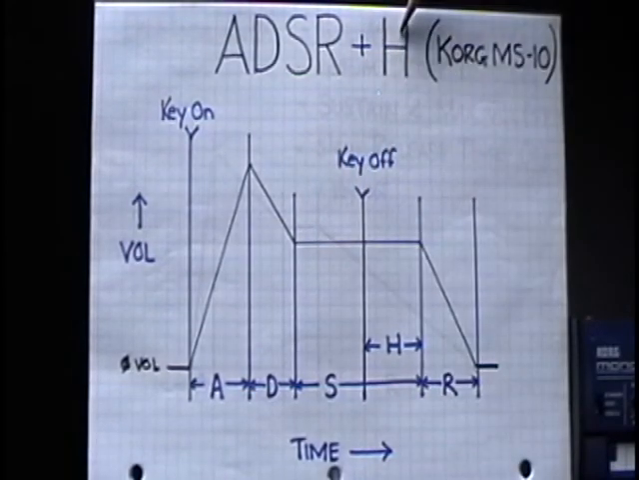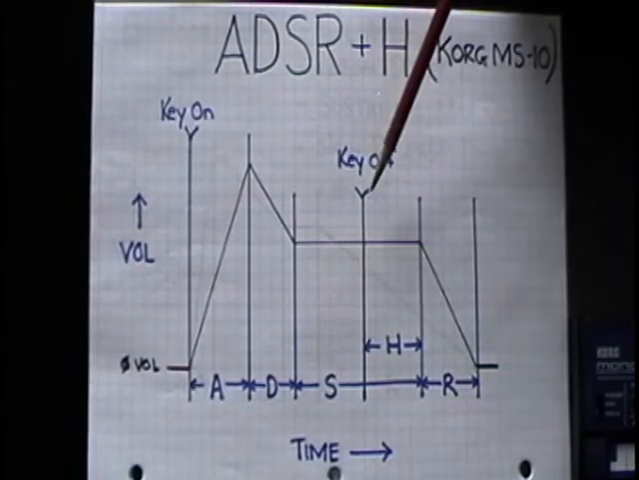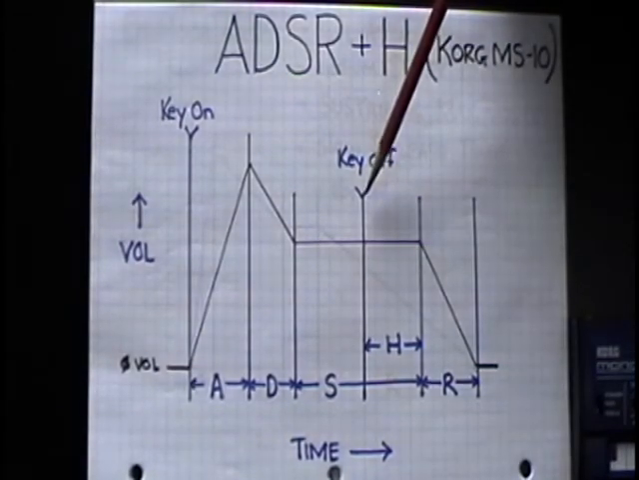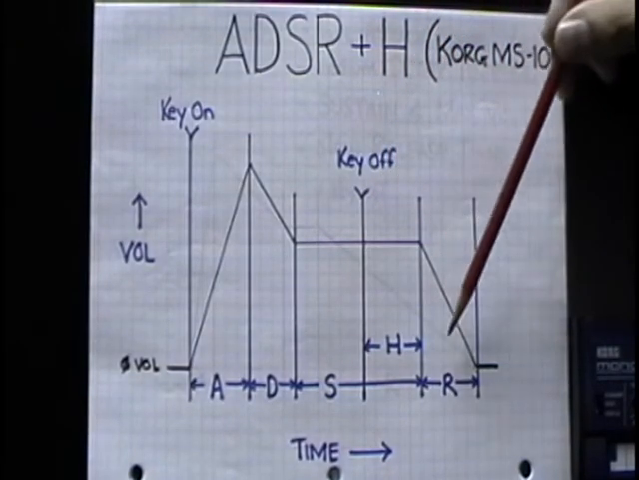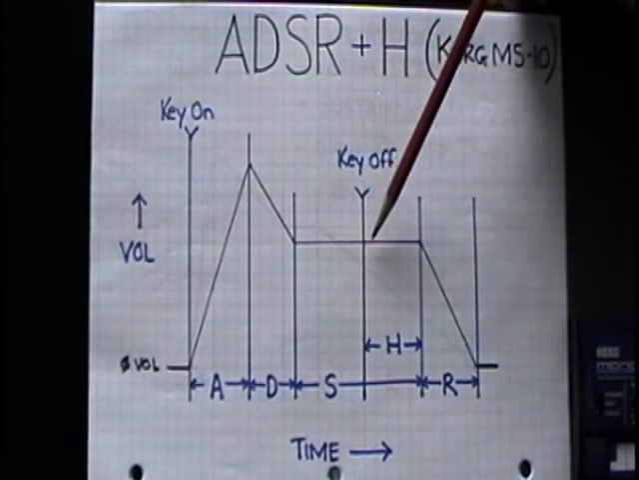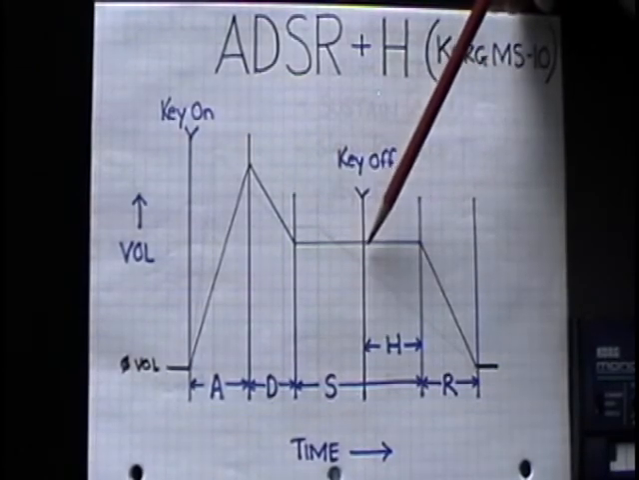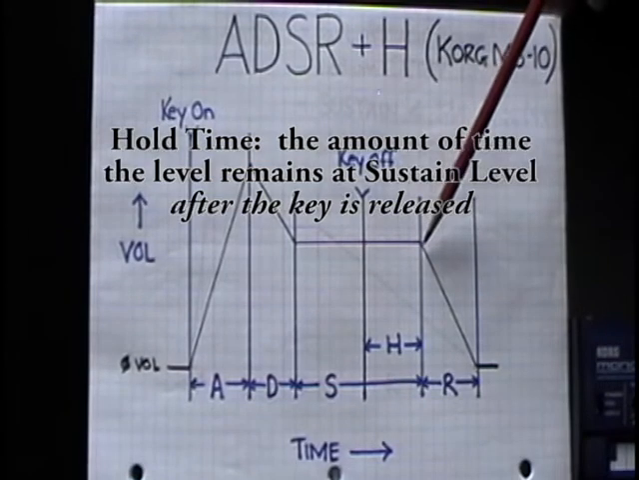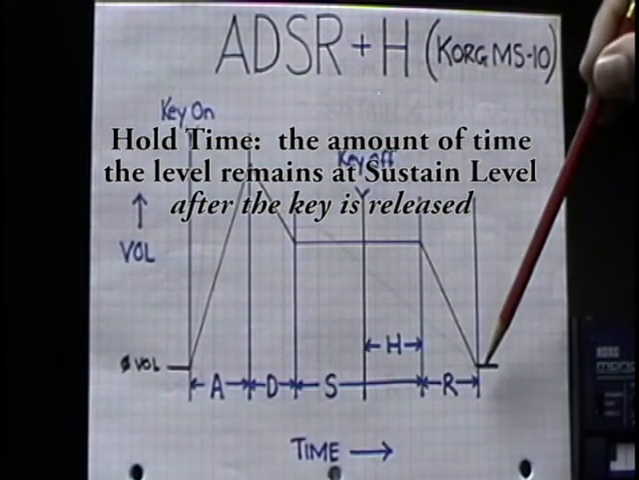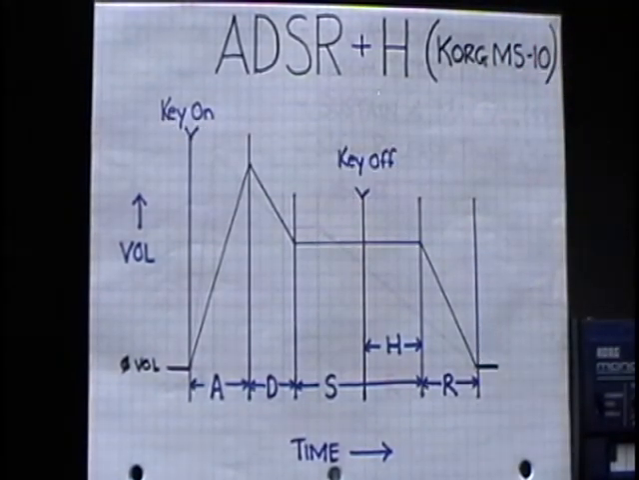Now with this hold, which is the extra feature on the Korg envelope generator, key off does not instantaneously result in the drop in volume going back to 0. Instead, the hold determines how long after you release the key the sustain will continue before it begins to drop down to 0 at the rate determined by the release time.